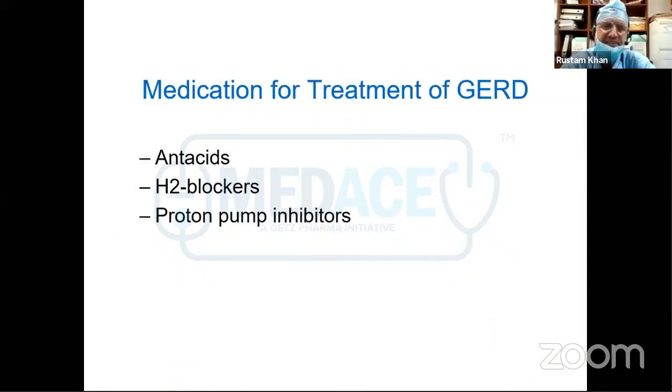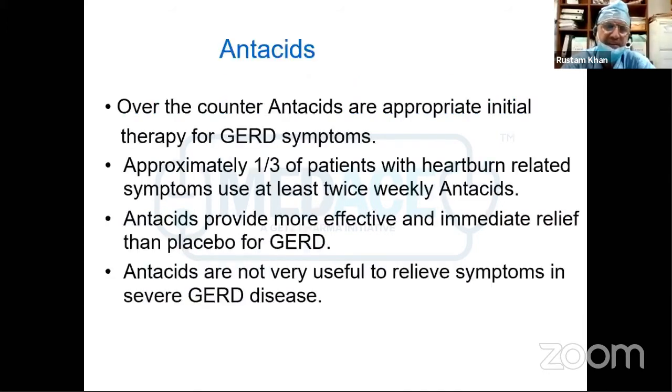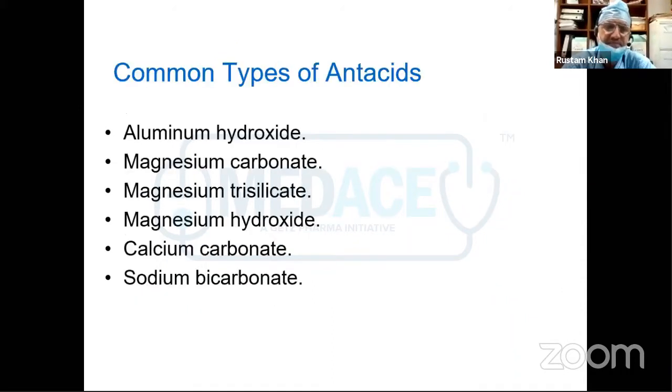Coming to the medicines, first and foremost is the antacid, then the H2 blocker, then the proton pump inhibitor. Over-the-counter antacids are appropriate initial therapy for GERD symptoms. Approximately one-third of patients with heartburn-related symptoms use antacids at least twice weekly. Antacids provide more effective and immediate relief than placebo for GERD. Antacids are not very useful for severe symptoms in severe GERD.